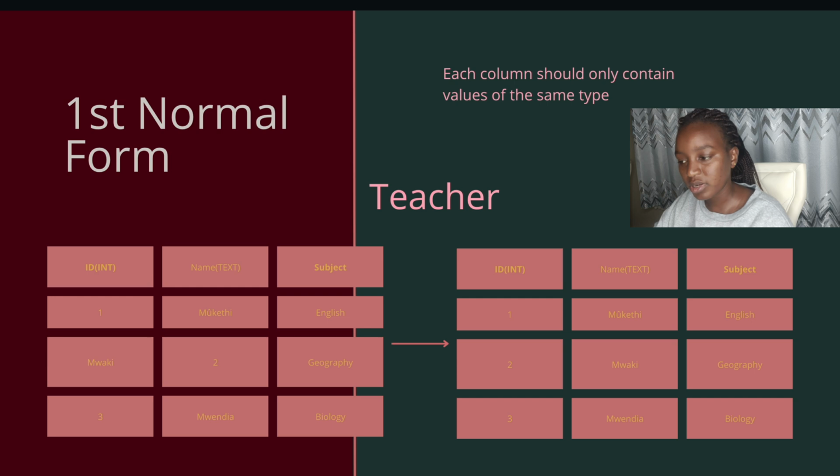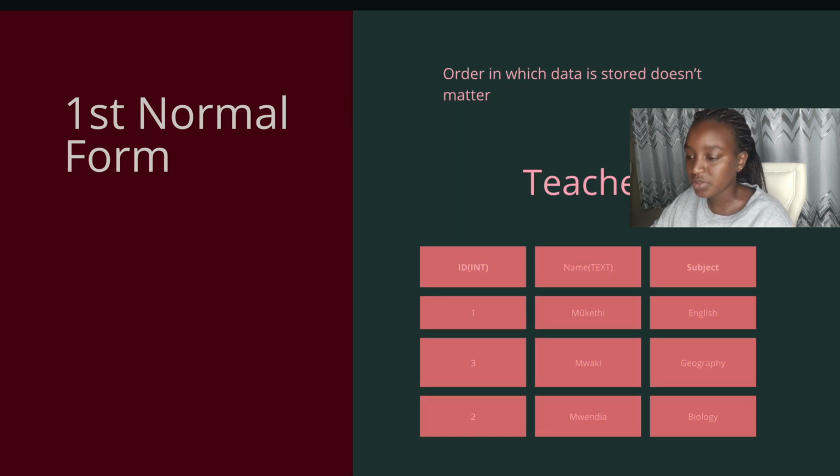So the next rule is each column should only contain values of the same type. Looking at the left table, we have ID of type int, name of type text, and subject. And under ID, we expect only integers. But we see Mwaki on the second row, and then under name, of type text, we see 2 on the second row again. So if we've specified the column is of type int, all the values should be of type int. If we specified it's text, then all of them should be text, and so on and so forth. Let's look at the next one.